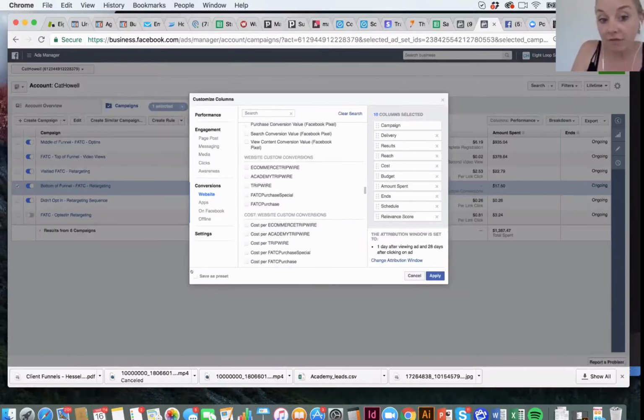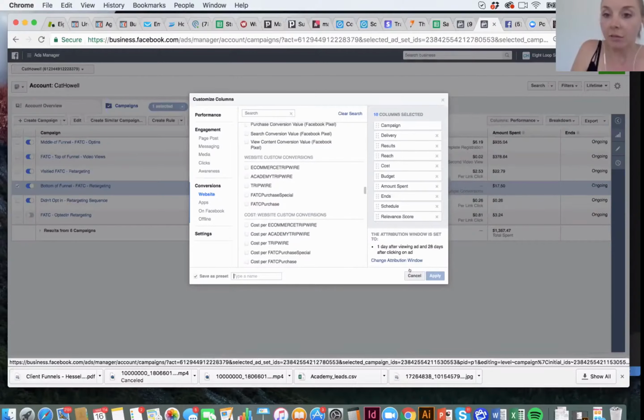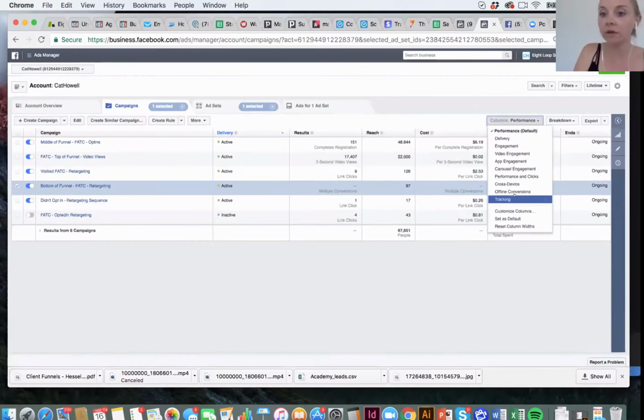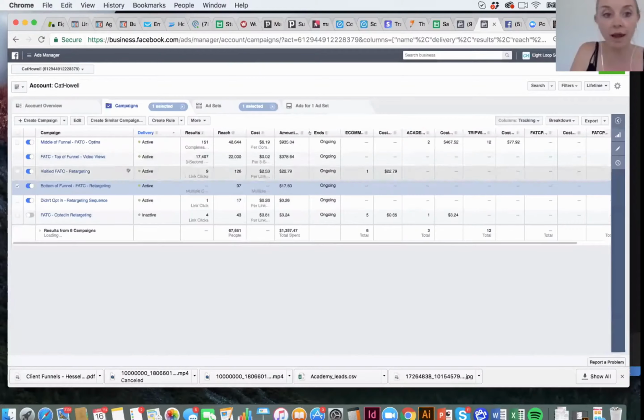And then you can save this as a preset. So you'll maybe say like leads or sales, so that you don't have to keep doing this every single time. And it means that when you go in here, you can simply pull up the reporting on any one of those campaigns that you're doing.